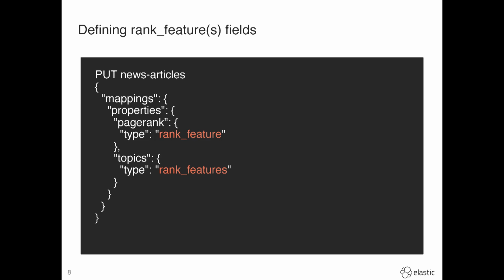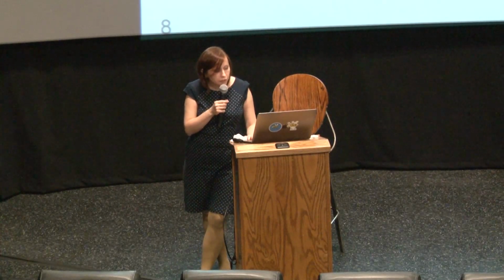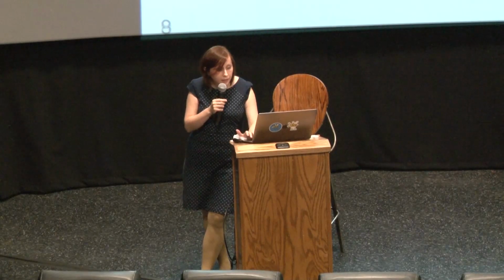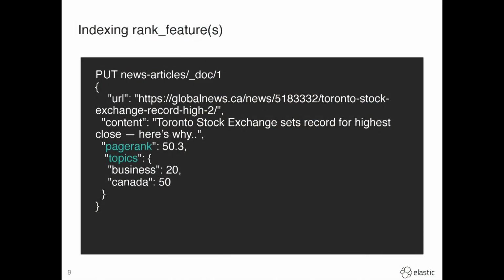So, for example, I want to index my news articles. I define two types of fields. One will be page rank, and the type will be rank feature. Another is topics, whose type will be rank features. The reason one is feature and another is features is that a document may have different topics, and because it's quite a sparse feature, I don't want to introduce a lot of fields just for different topics. Then I index my news article. I have this article on the Toronto Stock Exchange. I define a page rank for it, whatever I calculated based on my application. Then I define the topics: business 20 and Canada 50.